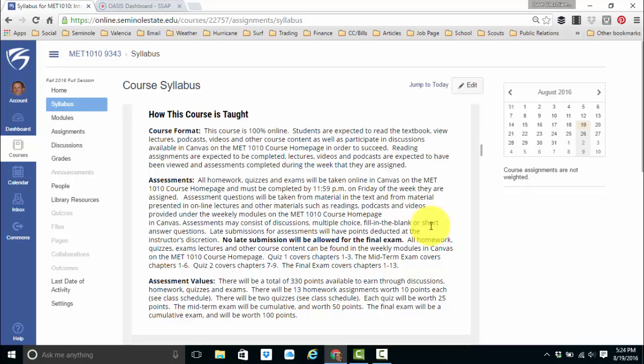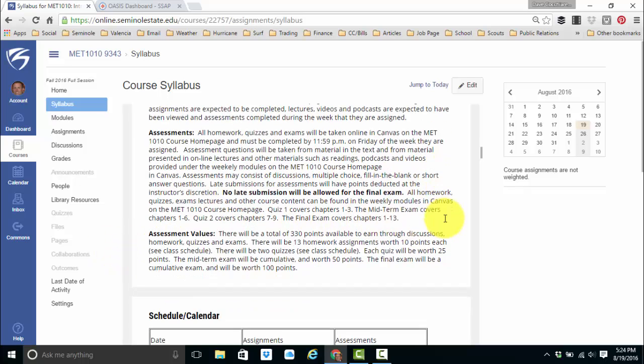And for late submissions, I have the right to take off some points. We cannot have late submissions for the final exam. And then again, at the very bottom here, it tells you which chapters each quiz and exam is going to cover. Each homework just covers one chapter.